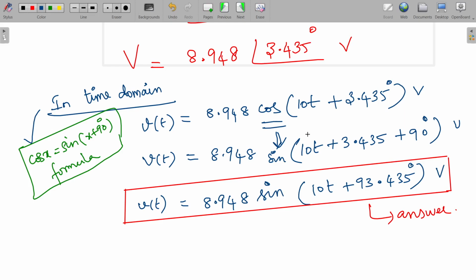So it becomes sine of this x value, that is 10t plus 3.435 plus this 90 degrees, by applying this formula. So V of t is equal to 8.948 sine of 10t plus 93.435 degrees in volts. So this is our answer for V of t. So we got both the answers. Okay, thank you. Hope you have understood.